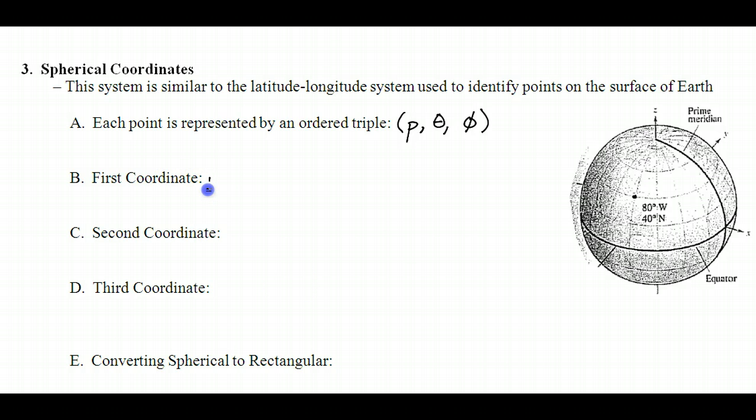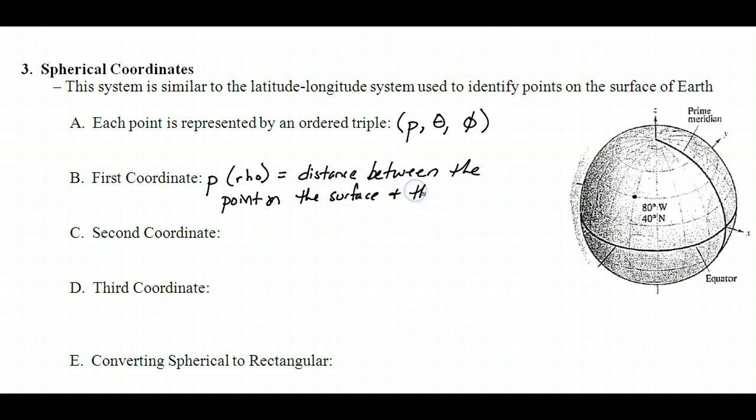Well, to write these out, we know that rho, that's R-O-H, rho is equal to the distance between the point on the surface and the origin.